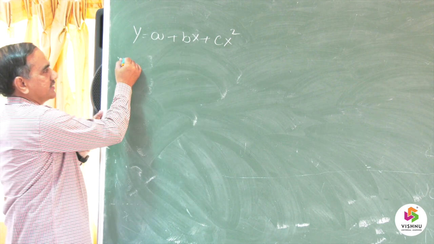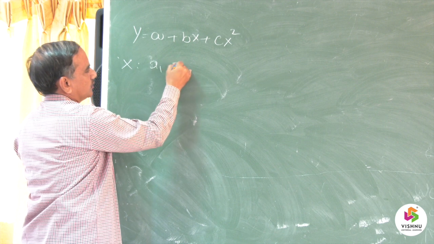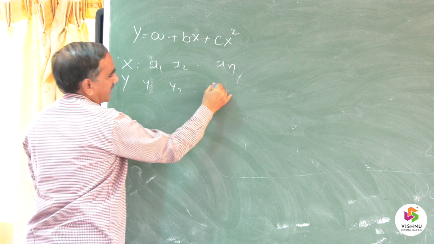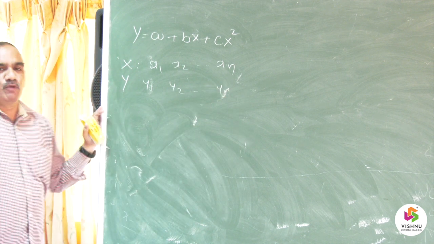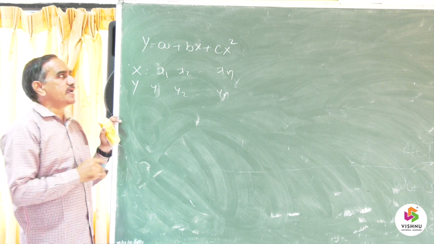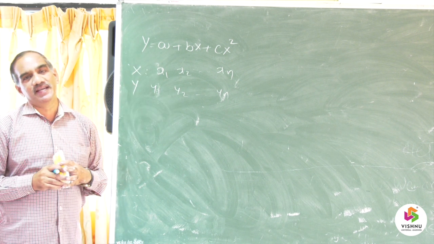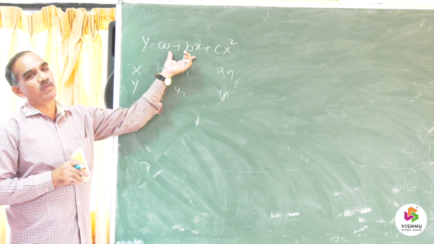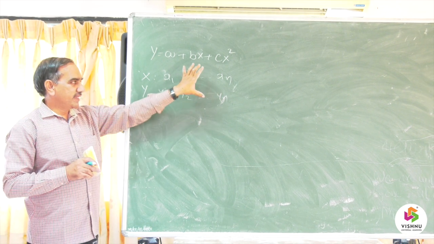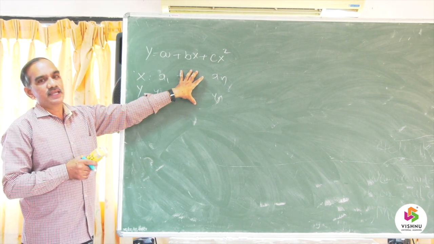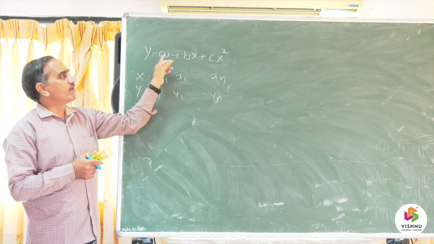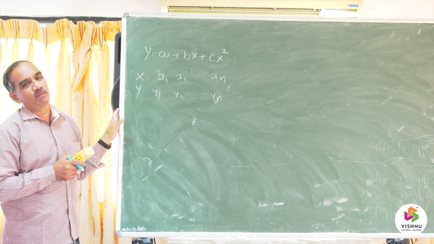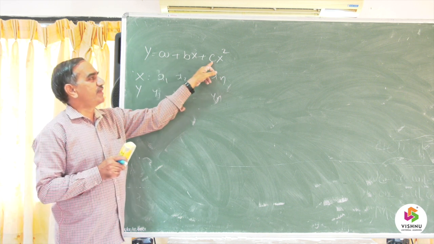So let us take some bivariate data, x1, x2 and so on, xn, and y values y1, y2 and so on, yn. For the given bivariate data, we want to fit a second degree parabola y is equal to a plus bx plus cx square. As in the earlier example, there exists a number of parabolic curves for the given data. So for the same given data, there exists a family of parabolic curves for different values of a, b and c. But out of them, we want to choose the best fit parabola. So we want to choose the best values of a, b and c.